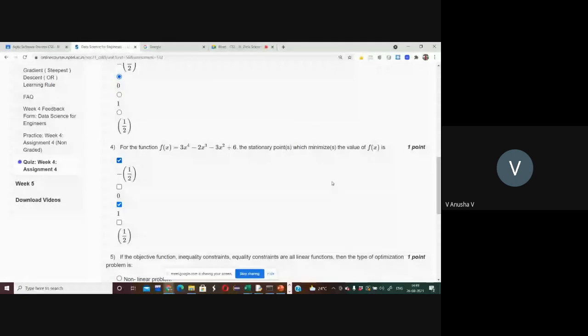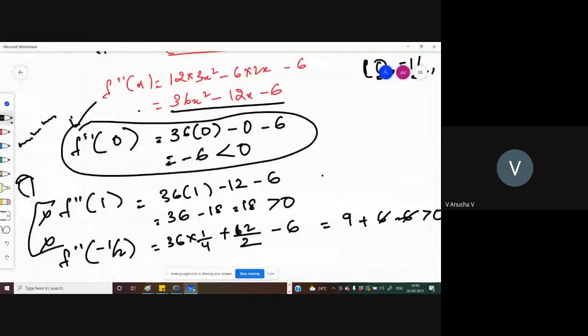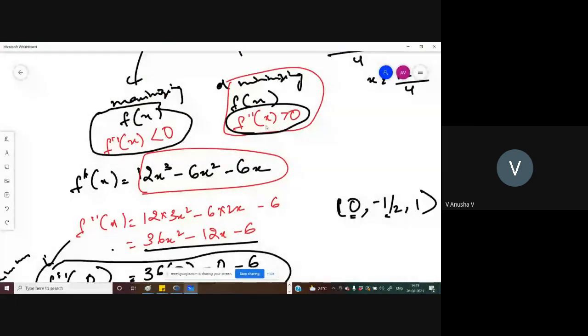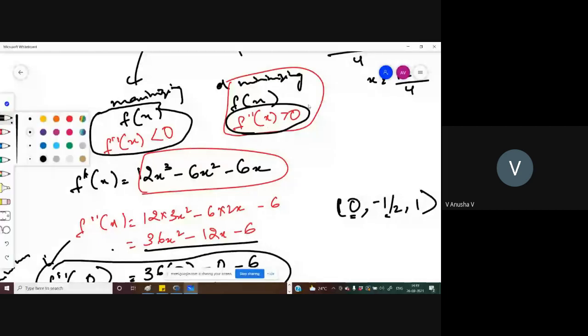Just remember the shortcut for this. If you have to find the minimum, f double dash of x is greater than 0. For the maximum, you just do the reverse of this one: f double dash of x is less than 0.